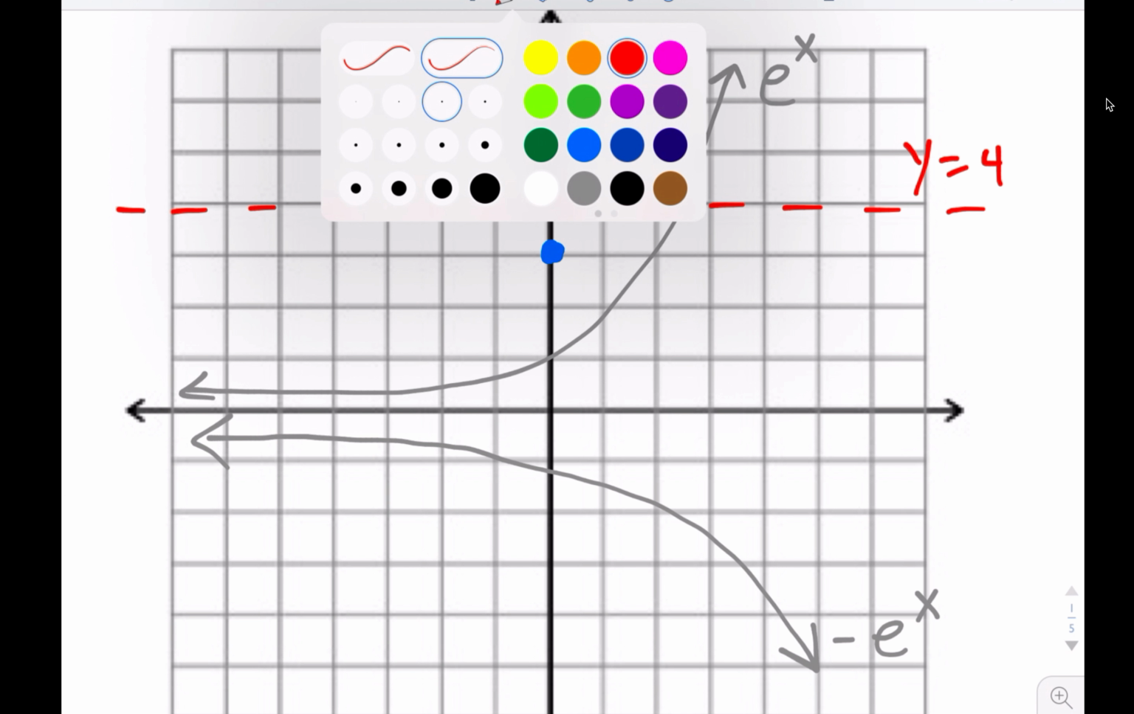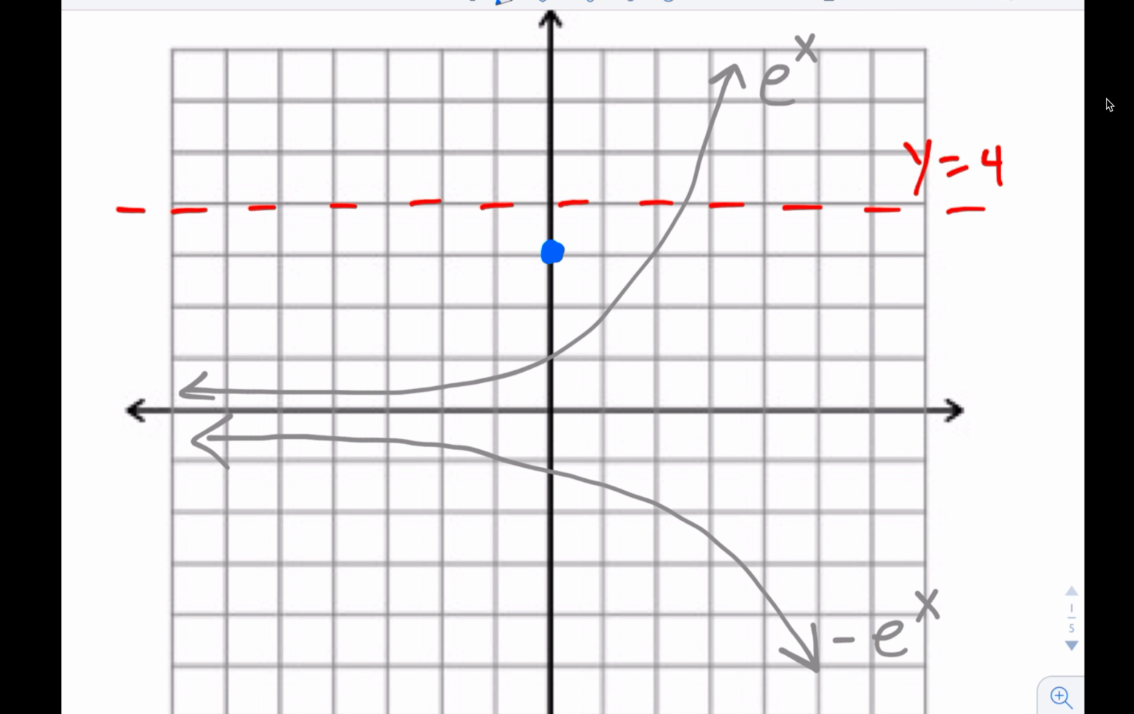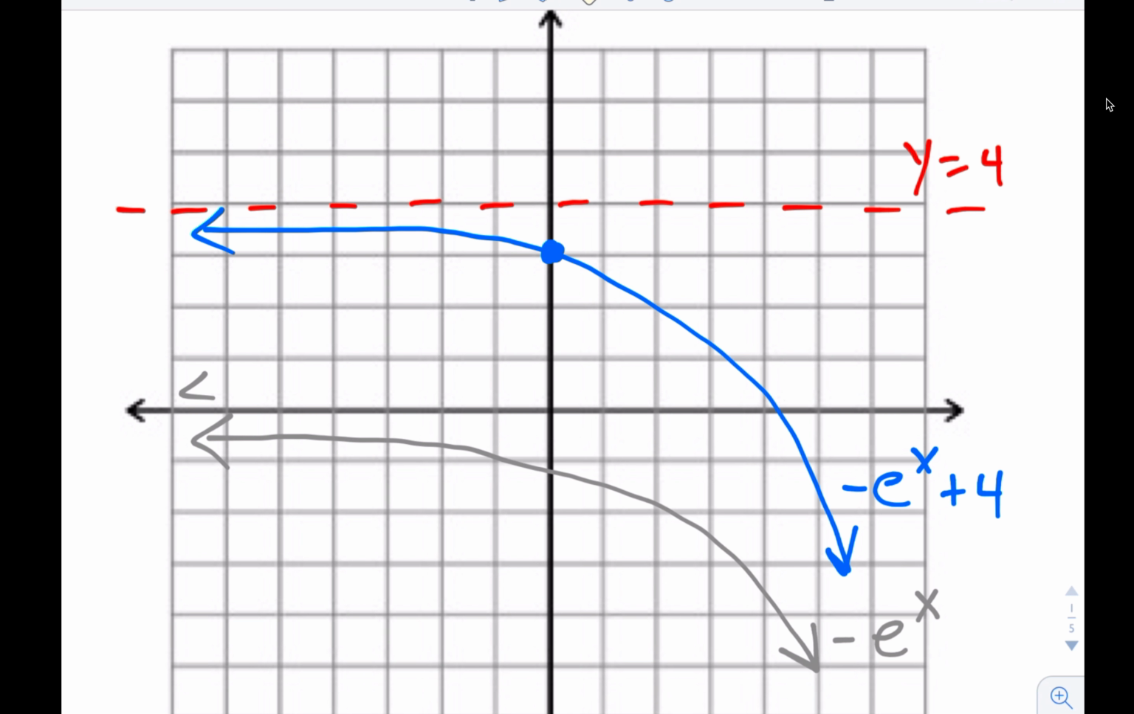Okay, and then all I'm going to do now is just finish what the regular graph looks like. All right, so what I have there in the blue is negative e to the x plus 4. Okay, so I'm just going to get rid of the other ones for now.